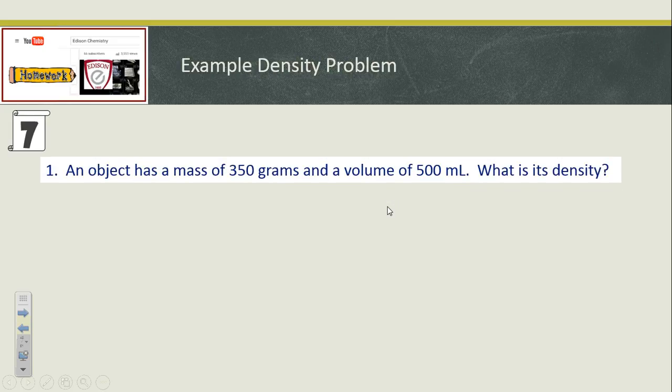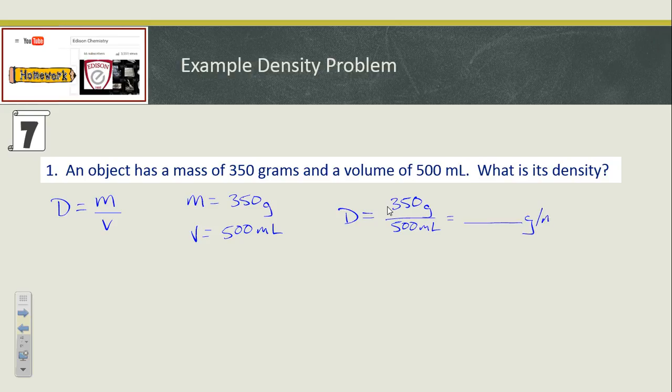Example density. An object has a mass of 350 grams and a volume of 500 milliliters. What is its density? Well, first thing you got to know, density equals mass divided by volume. So in our case here, our mass is 350 grams. Our volume is 500 mils. So the density equals 350 grams over 500 mils. And the answer will have the combined units of grams per milliliter. So it takes all that mass and all that volume and condenses it down to how many grams are in 1 milliliter. You do the math, figure it out, and show me.